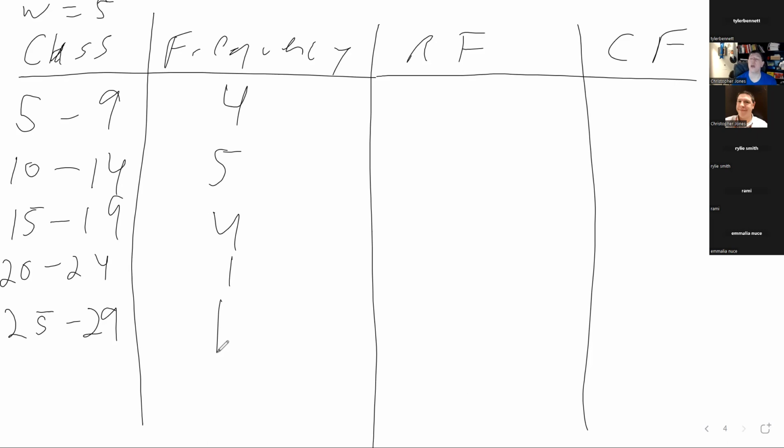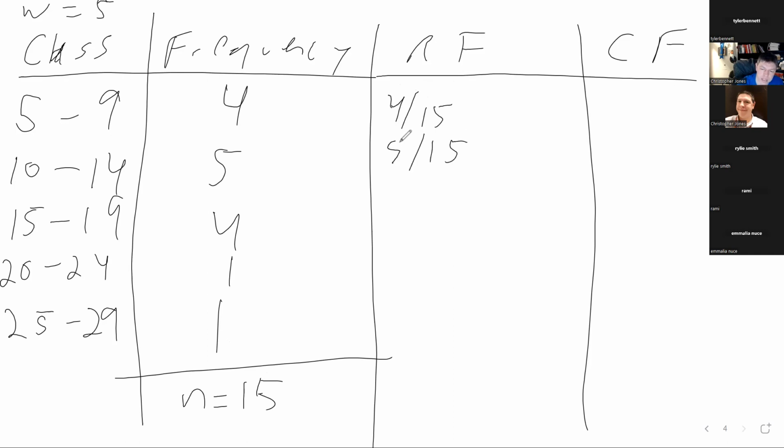All right. So for the relative frequency, remember we know that the sample size is 15. Okay, we got that earlier when we computed C. And so our first relative frequency, 4 out of 15. Our next relative frequency, 5 out of 15. 4 out of 15, 1 out of 15, and 1 out of 15.